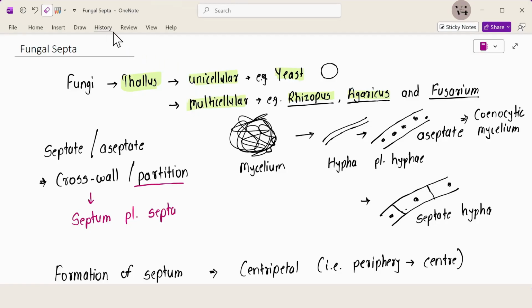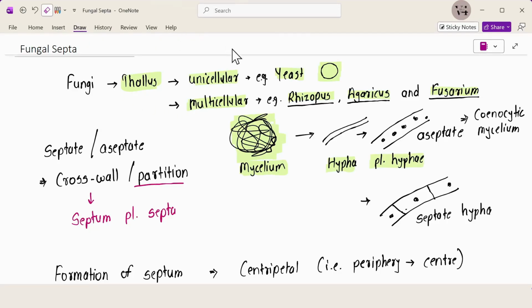If we observe yeast under a compound microscope, we see that its thallus is unicellular. But in case of fungi such as Rhizopus, Agaricus, and Fusarium, if we cut a piece of the thallus, tease it slightly, and mount it under the compound microscope, we observe an interwoven mass of thread-like structures. This mass is called the mycelium, and each individual thread is called a hypha, plural hyphae.